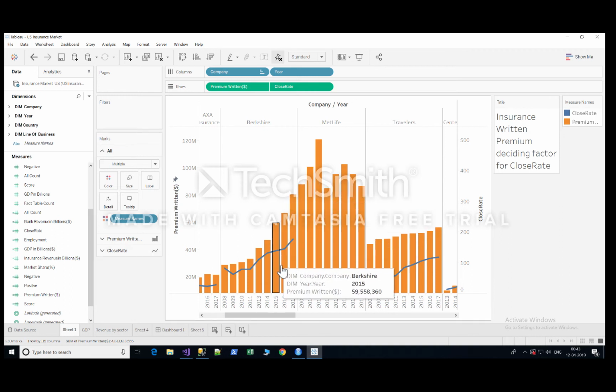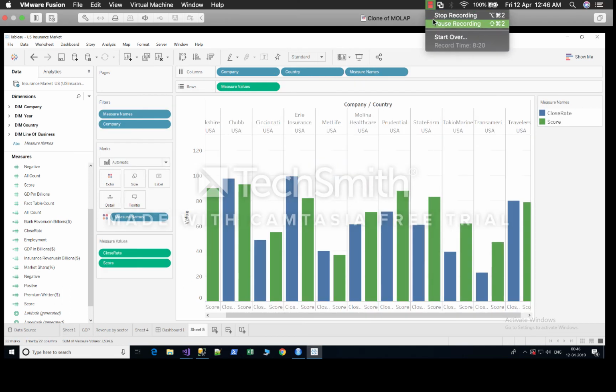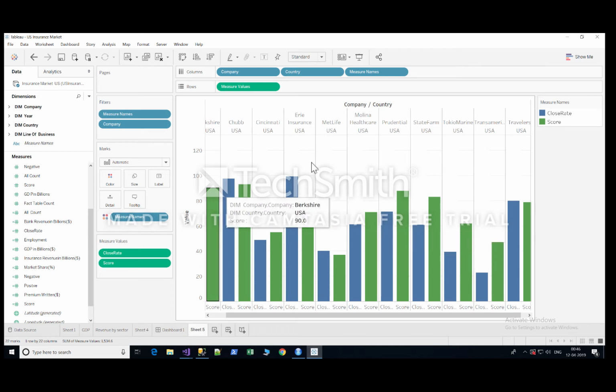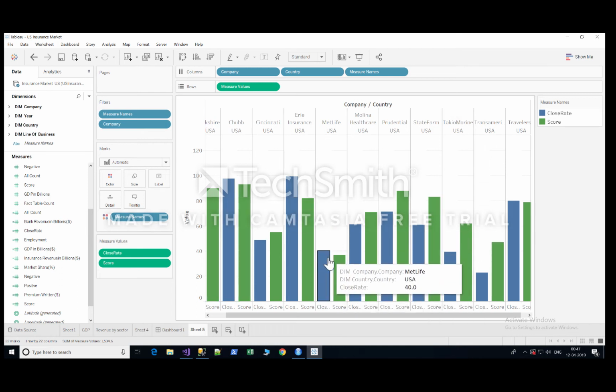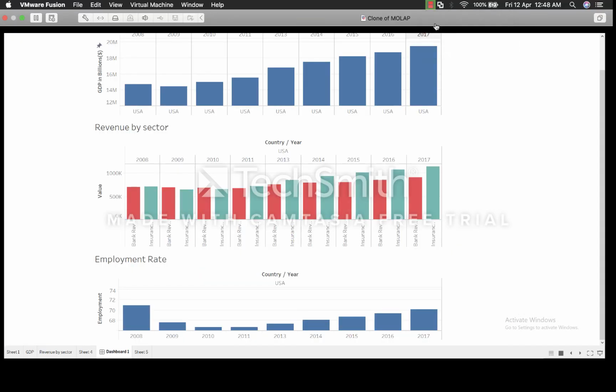Based on this graph, we can see that premium return is also a factor that influences the stock market close price. My second BI query is to find the relationship between the sentimental score of Twitter and the stock market close price of insurance companies. From this graph, it is evident that when the stock market close price is low, the Twitter score is also low, and when the stock market close price is high, the Twitter score is also high.